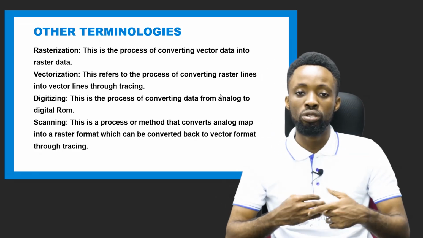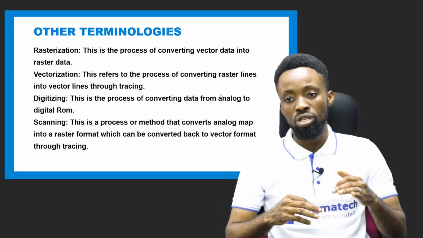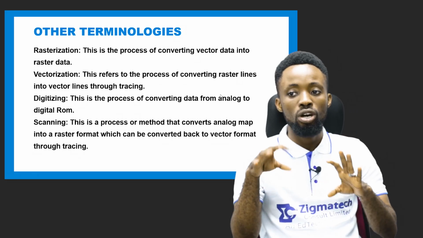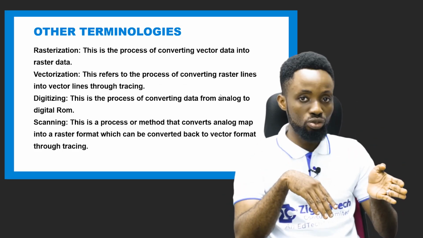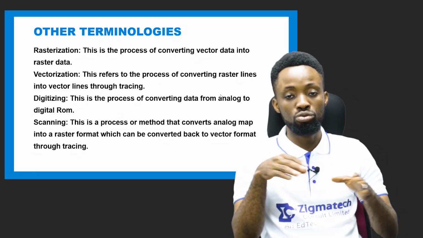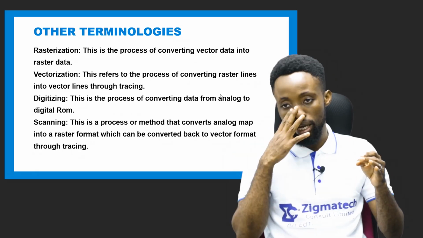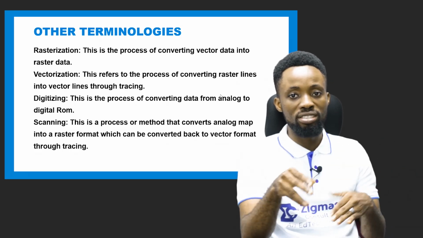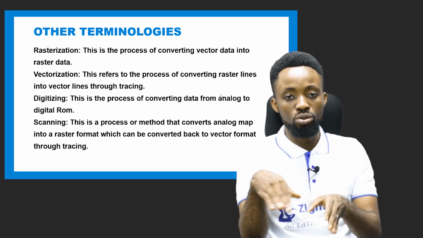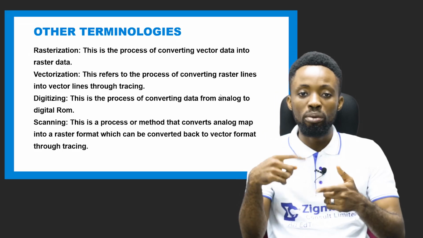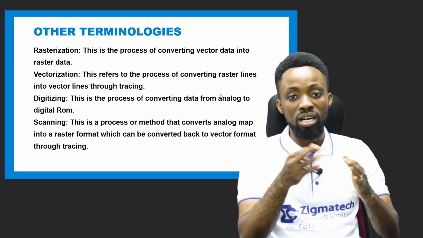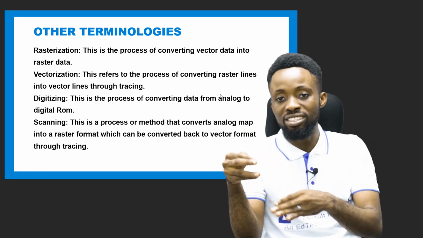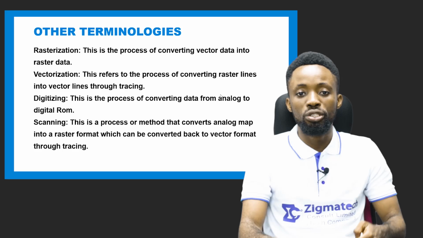Then we also have scanning. Scanning has to do with the conversion of an analog map into a raster format, which can be converted back into the vector format through tracing. So when we convert a map in analog form to a raster form, or to a vector form, we call that process scanning. And scanning can be achieved in various directions, via rasterization and vectorization.